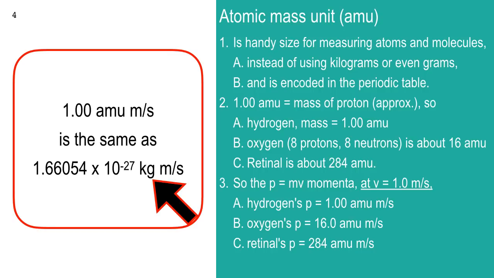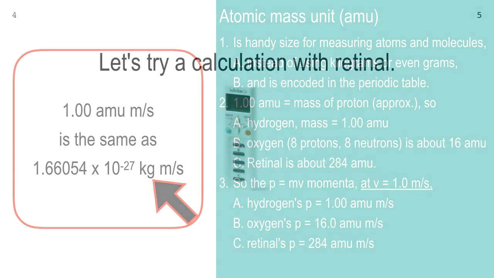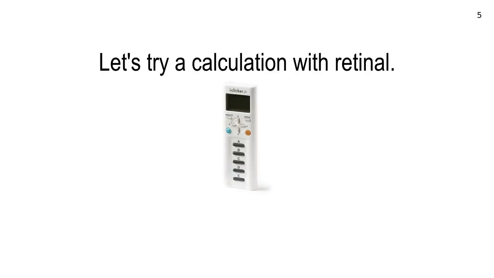All right, now we're going to try a calculation with retinal. It's going to be multiple choice. Here's what we're going to do: we're going to slam a photon into the retinal molecule, and the photon is going to give up all of its momentum to the retinal. So it's like a boxcar that disappears. That's a cool way of thinking about a photon, actually, because a photon does not have any mass. It transfers its energy into the retinal molecule, and there's no longer a photon. The energy of it is in the retinal molecule.